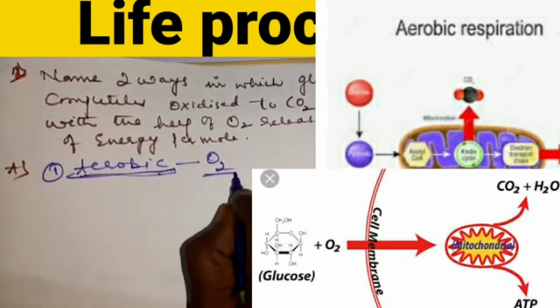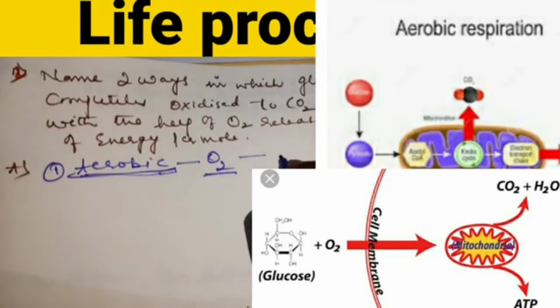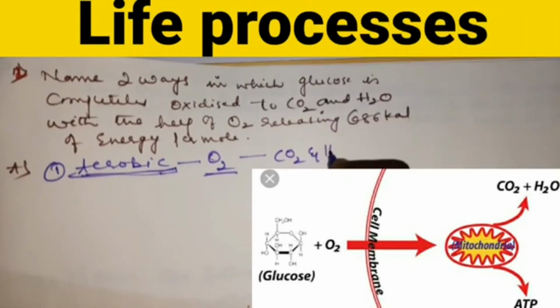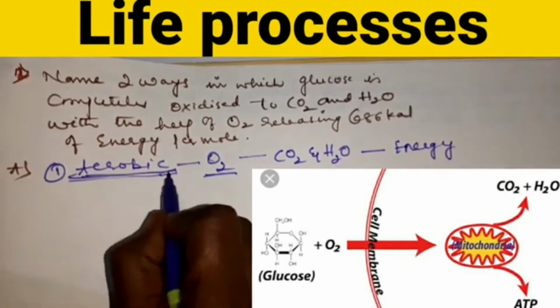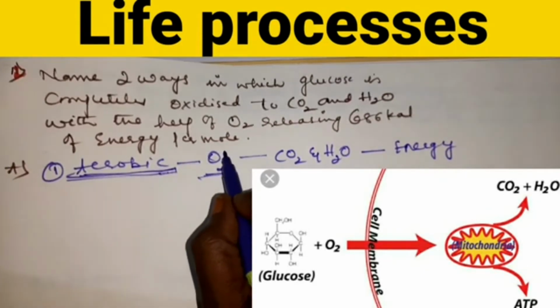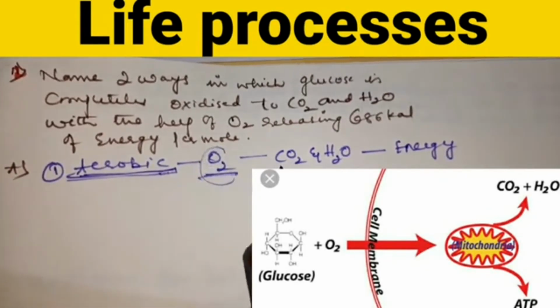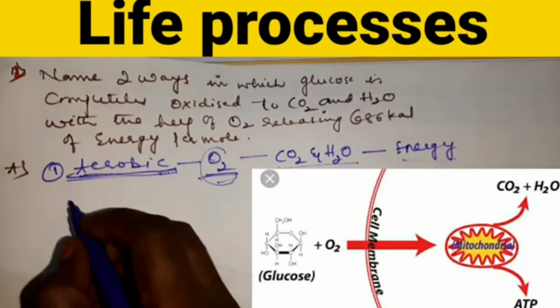Aerobic respiration takes place in the presence of oxygen, where complete breakdown of glucose takes place with the release of carbon dioxide and water and a large amount of energy. This we call aerobic respiration.